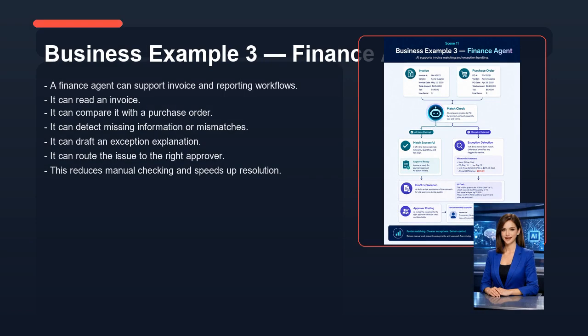Now let's look at business example 3, Finance Agent. A finance agent can support invoice and reporting workflows. It can read an invoice. It can compare it with a purchase order. It can detect missing information or mismatches. It can draft an exception explanation. It can route the issue to the right approver. This reduces manual checking and speeds up resolution.